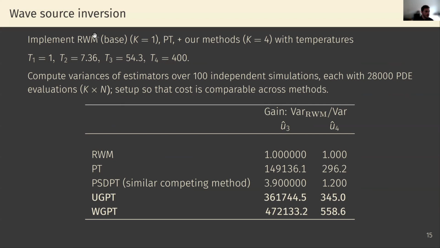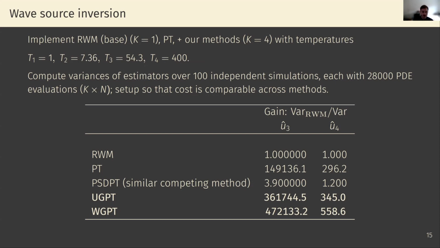Okay, so we implement Random Walk Metropolis as a base method. We implement the vanilla parallel tempering algorithm plus our methods with 4 chains with temperatures given by 1, 738, 54, and 400. And we test our methods in terms of the variances of the estimators of the quantities of interest that we want to look at.